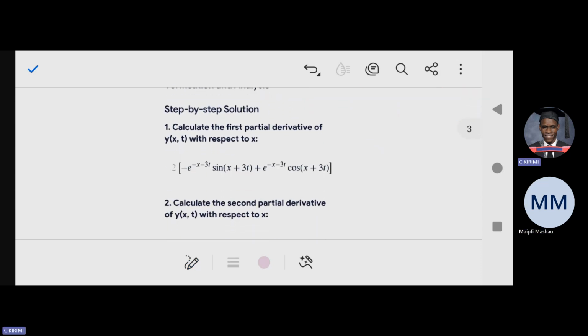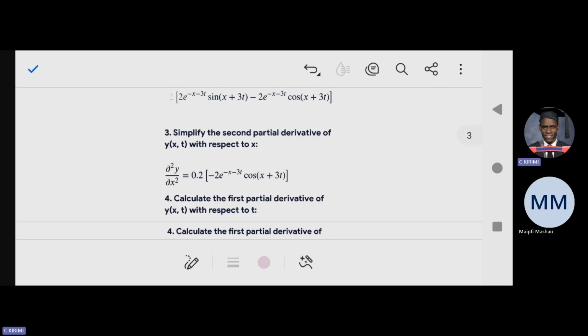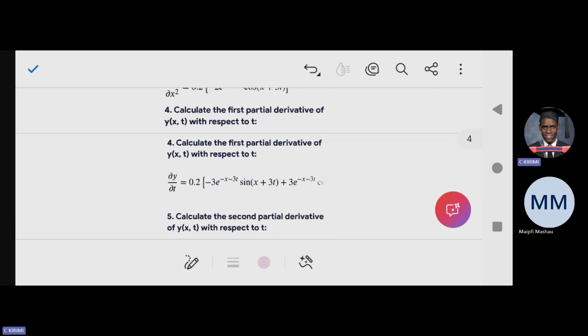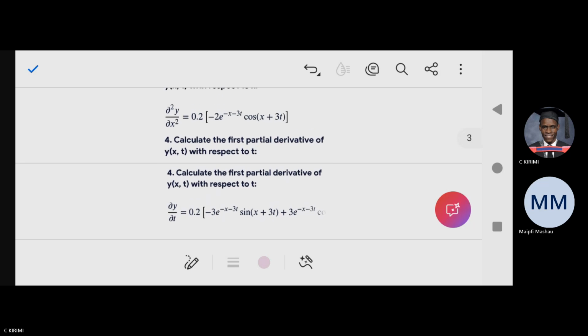So we go to our equation for time. The first equation is here. So now we want to differentiate the first with respect to time. So we go to the original equation.